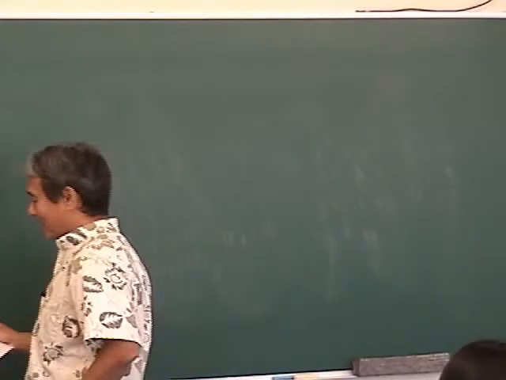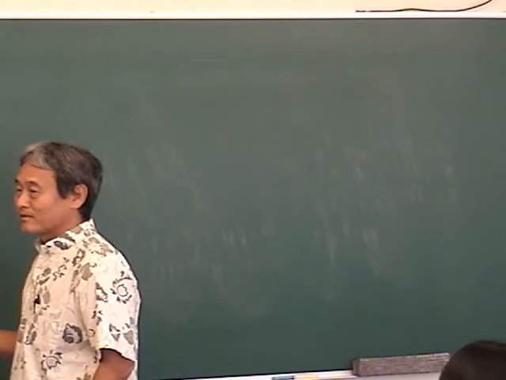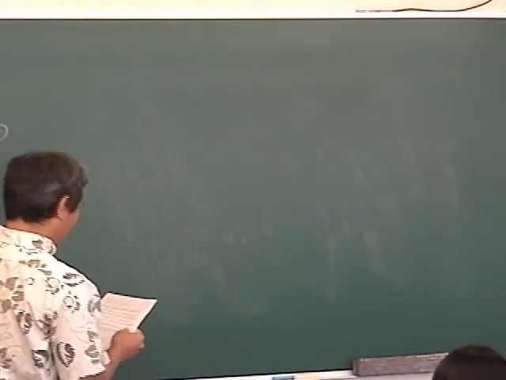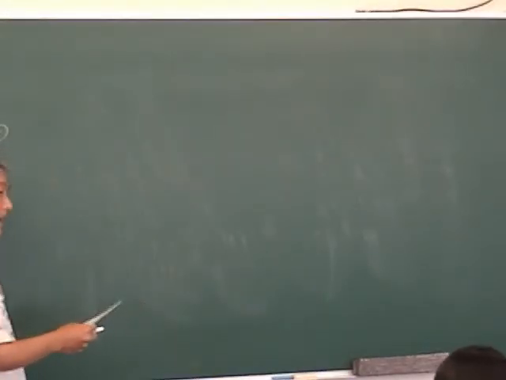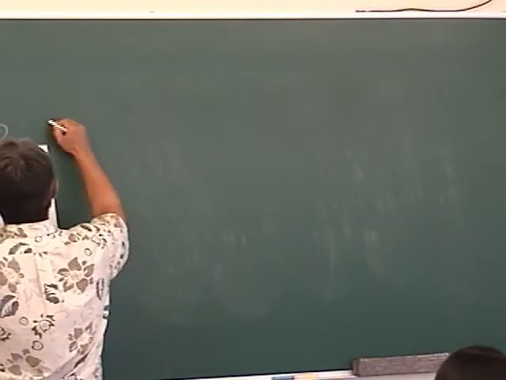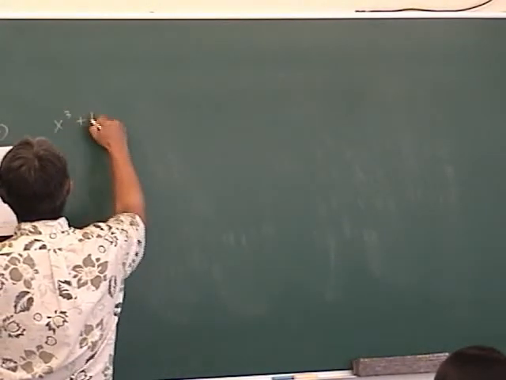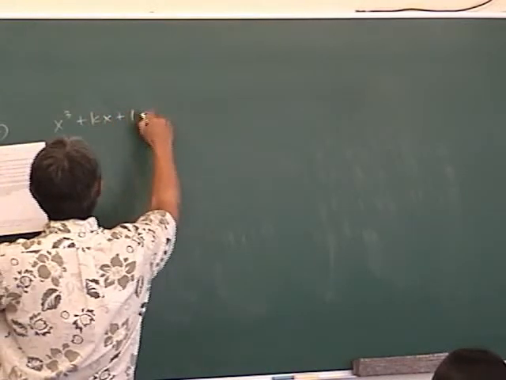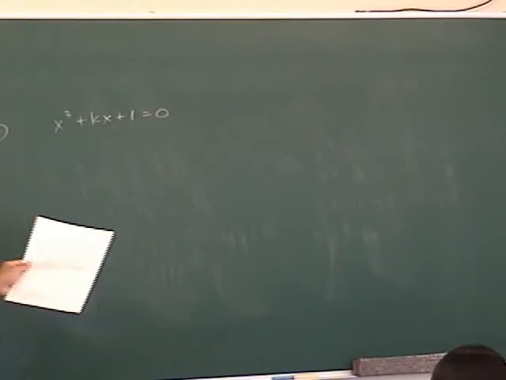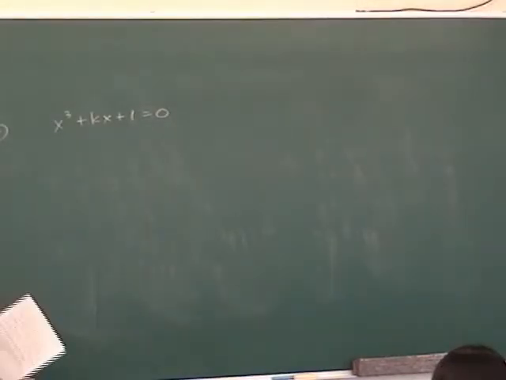Okay, poly 7. What's the first one? Number 4. Aha! Okay, we talked about this before, yeah? The probability that this is on the test is like 0.8, 0.7, around there, 0.75 then. X cubed plus kx plus 1 equals 0. For what values of k will this equation have a root between 1 and 2?